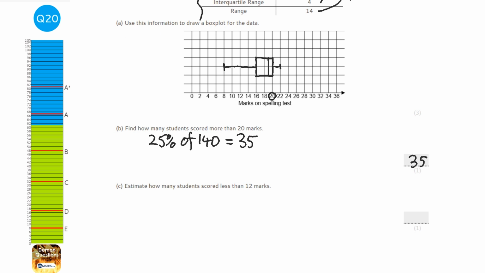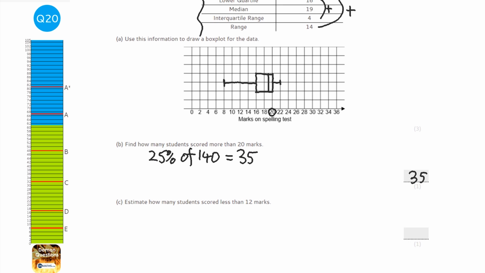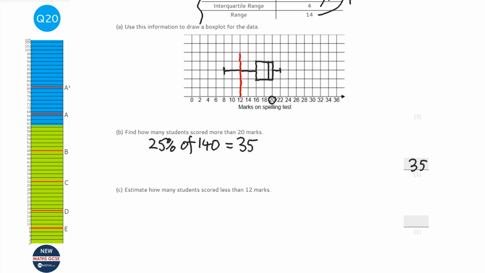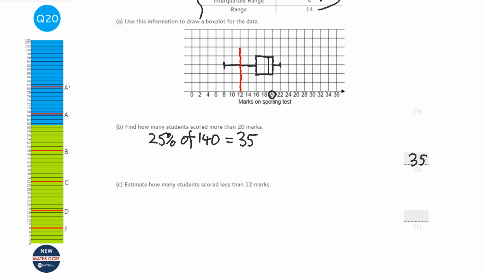Next one, question C. Estimate how many students scored less than 12 marks. So let's have a look at 12 marks. 12 marks is here. And 12 marks is halfway between the lowest value and the lower quartile. So we know there's 35 students who are in that quarter. And so we're going halfway there. Now we can't really say 17.5. That doesn't make much sense.